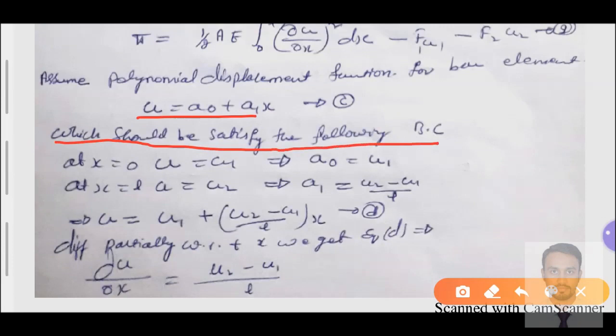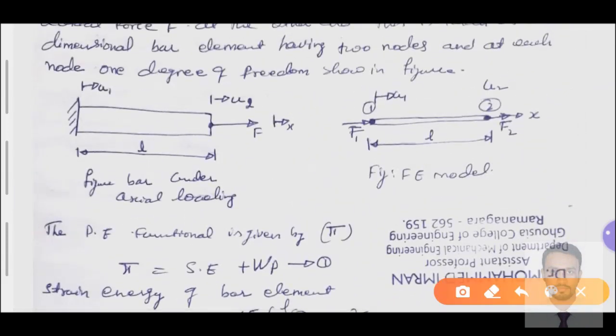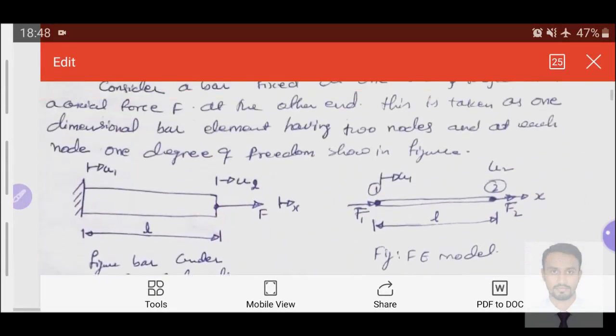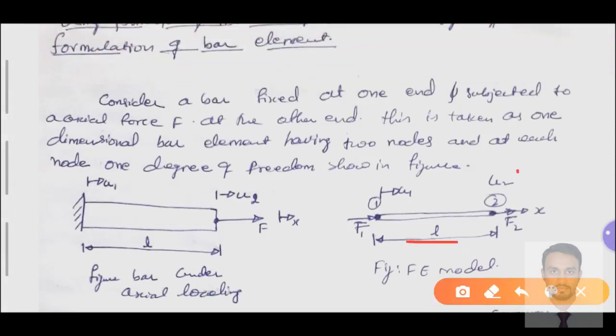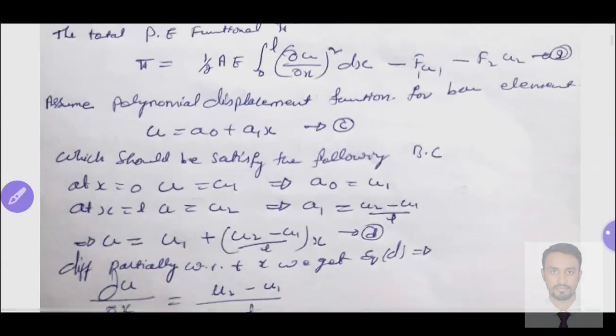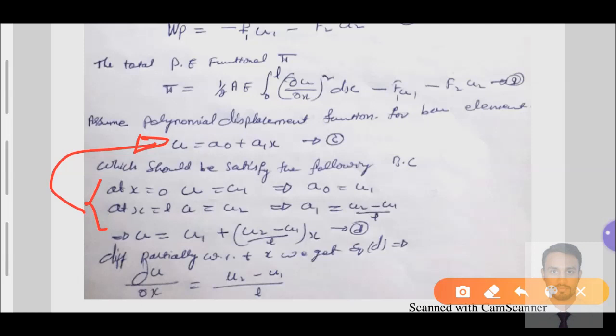The following boundary conditions are based on the given problem. These are the two boundary conditions. At x is equals to 0, u is equals to u1, the displacement at node number 1. At x is equals to L, u becomes u2, the displacement at node number 2. With respect to these boundary conditions, we need to see what happens to this equation.